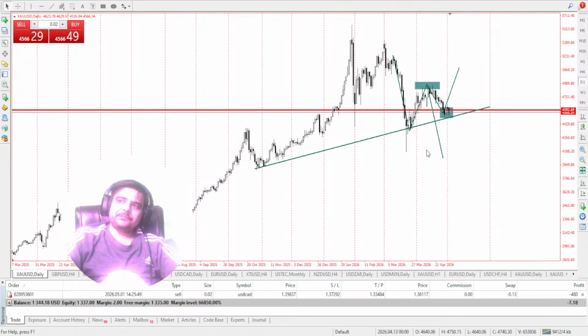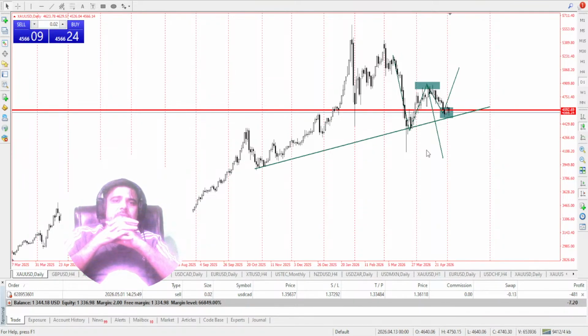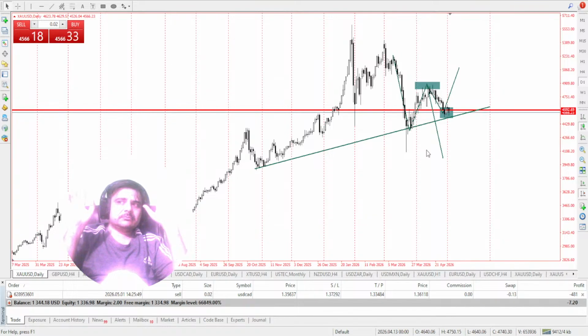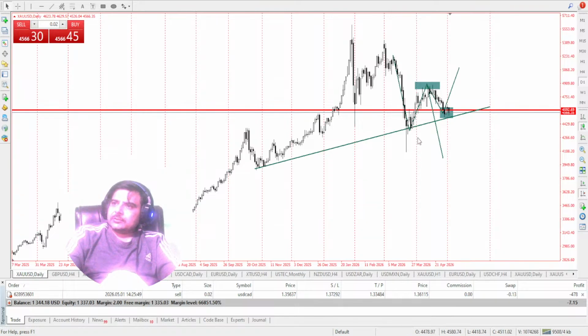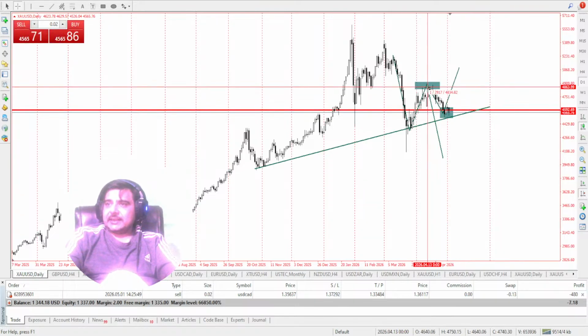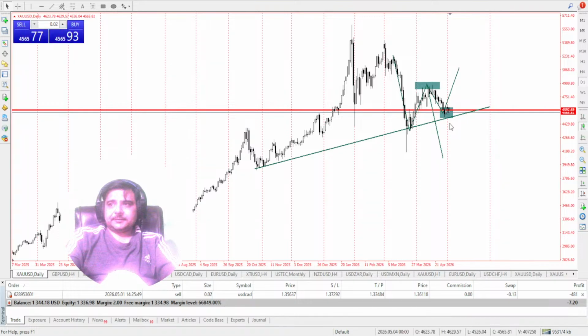Remember, when price enter into such zones, it becomes crazy. It becomes what? It becomes crazy. So that's why sellers are trying to push it till here. Buyers are trying to push it up there. Who are strong?